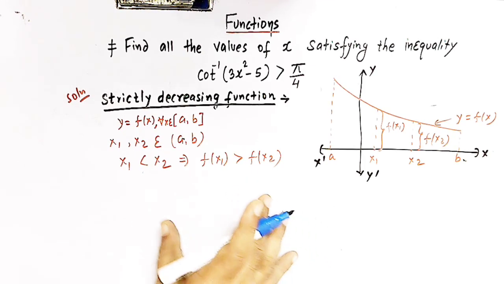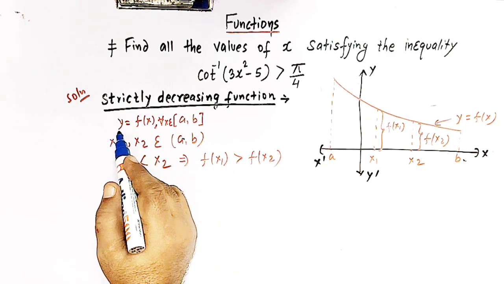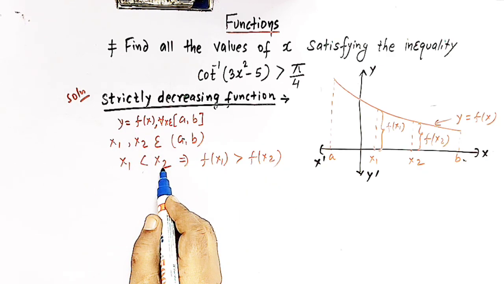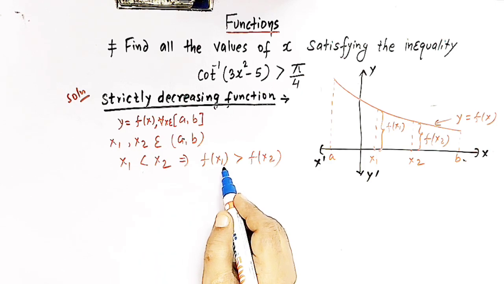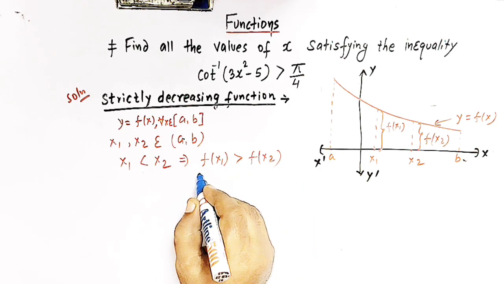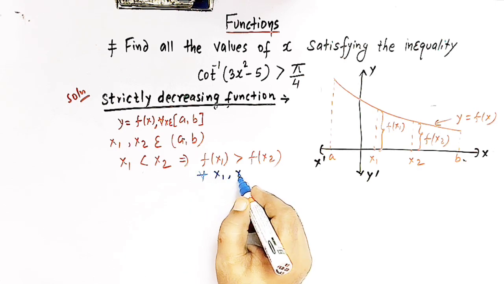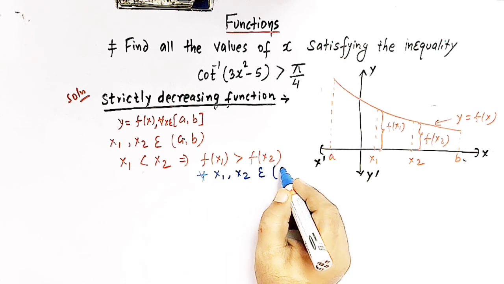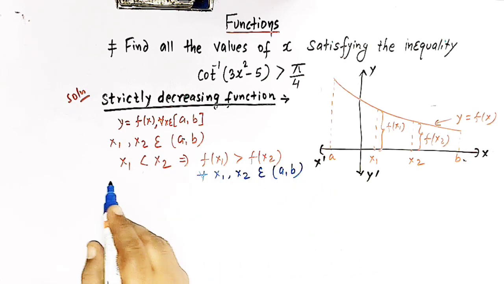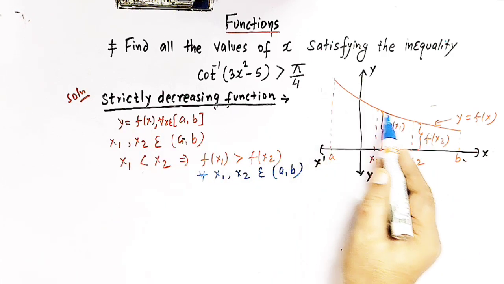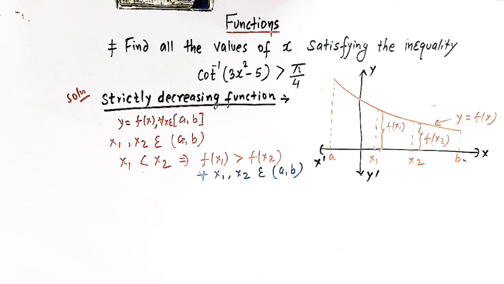So now we can conclude that if we have a function y is equal to f of x, and if x1 is less than x2 implies that f of x1 is greater than f of x2 for all values of x1 and x2 belonging to the open interval a comma b, then the function y is equal to f of x is said to be a strictly decreasing function.